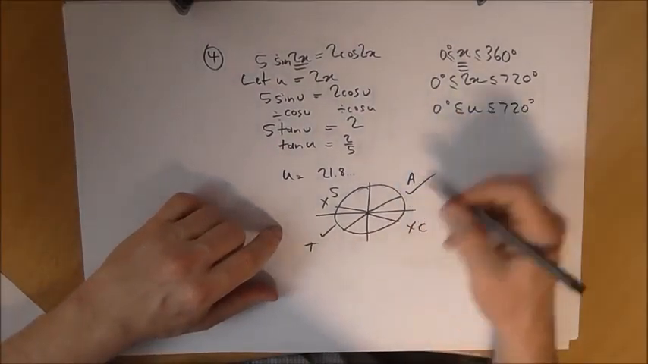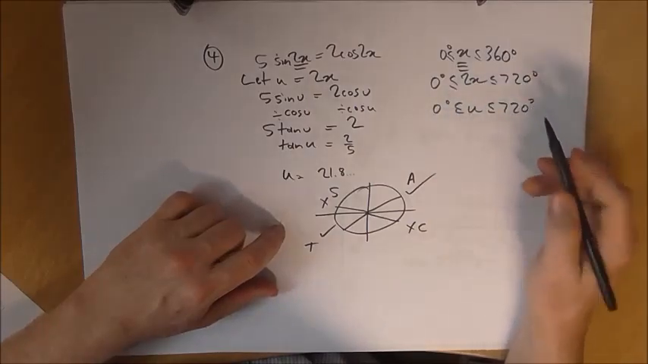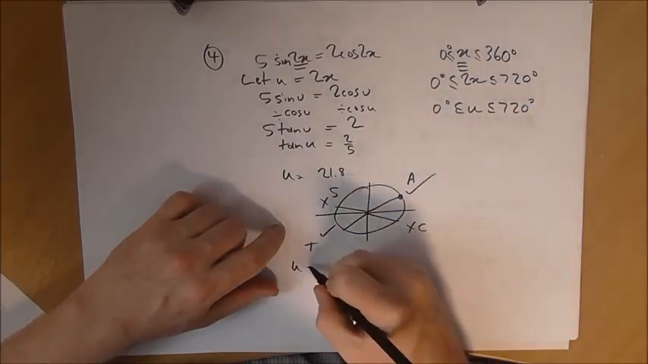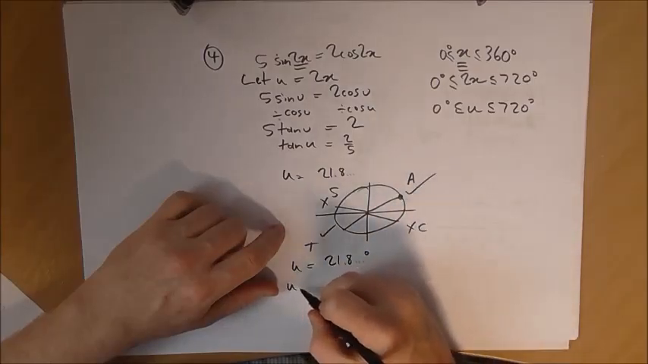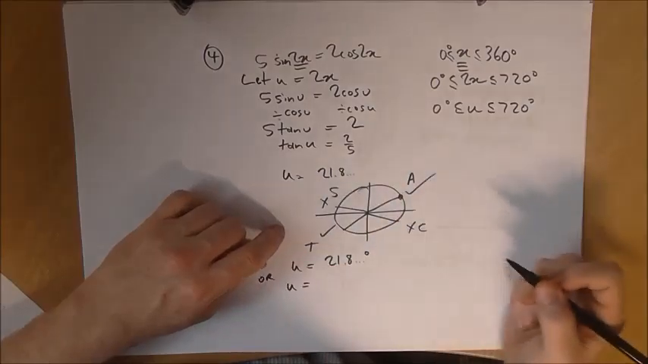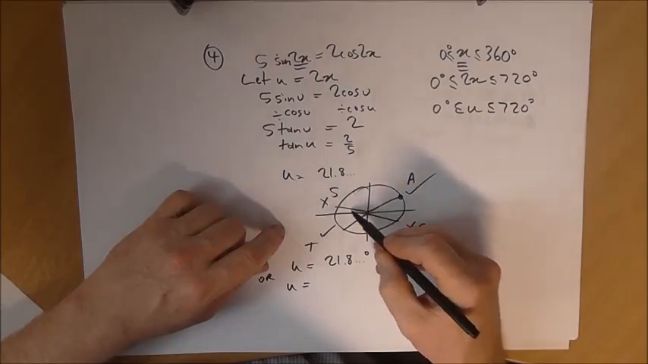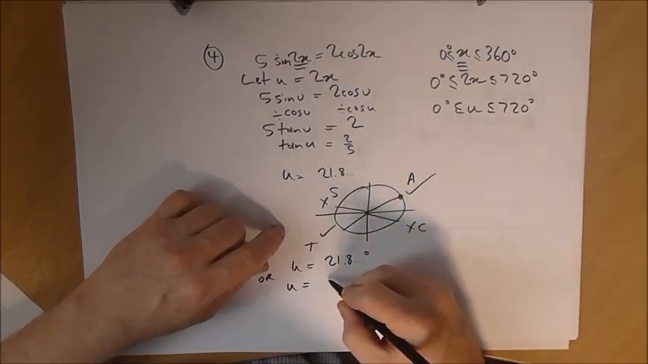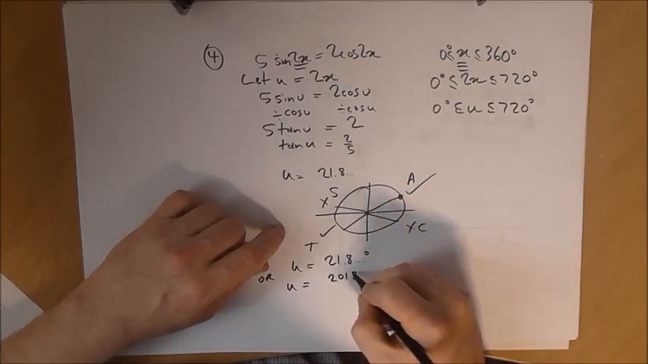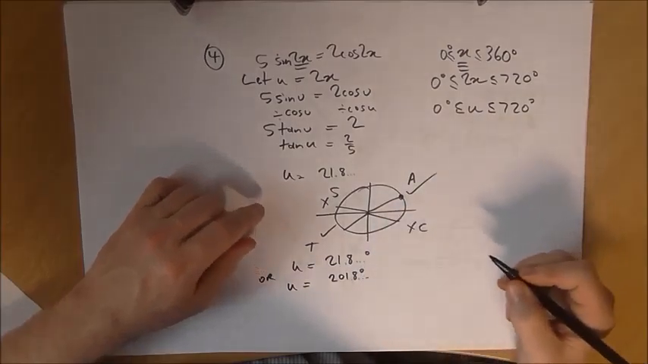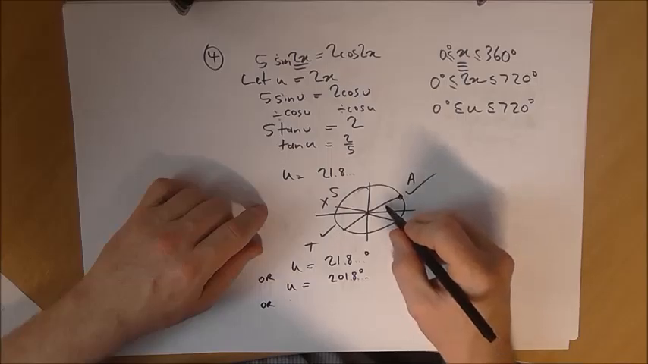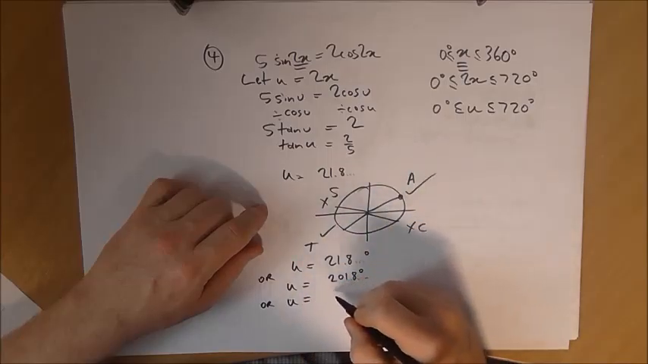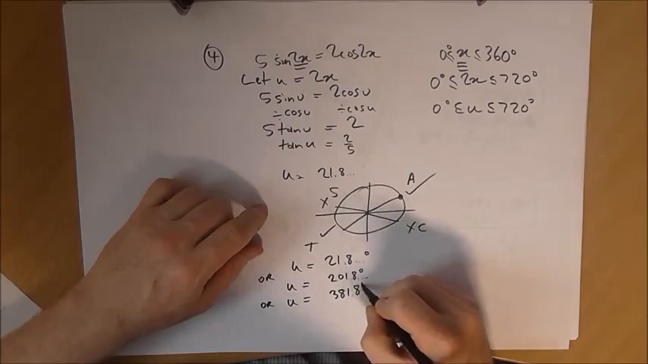So, if you're allowed to use angles between 0 and 720, how do you get to there? Well, 21.8 is certainly an option. Or, you could go there, which is 180 plus that 21.8. So that's 201.8. Or, you could go all the way around and then another extra little tuck there. So that's 381.8.